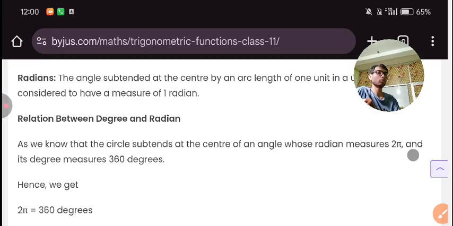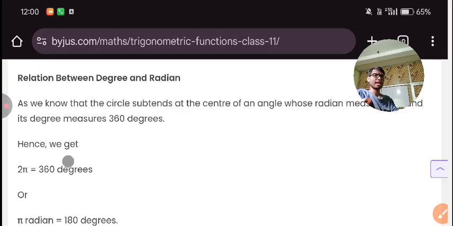So we have 2 pi, and 2 multiplied by 180 would be 360. This is a complete circle. 360 is a complete circle, and its degree measure is 360 degrees. So 360 degrees is equal to 2 pi. Hence 2 pi radians is equal to 360 degrees. So 2 pi is in radians and 360 is in degrees.